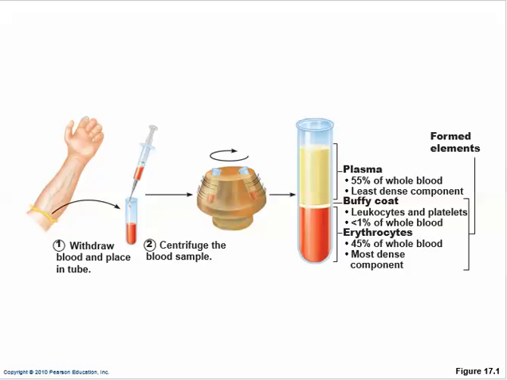And it's usually about 55% plasma, 45% red blood cells, erythrocytes, with less than 1% being this little layer of leukocytes and platelets called the buffy coat.